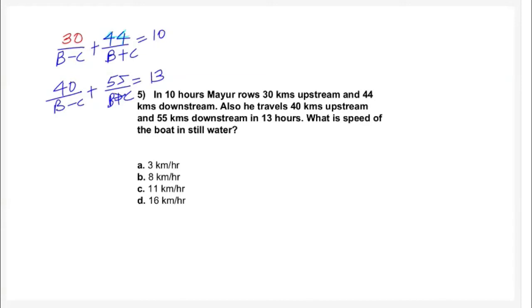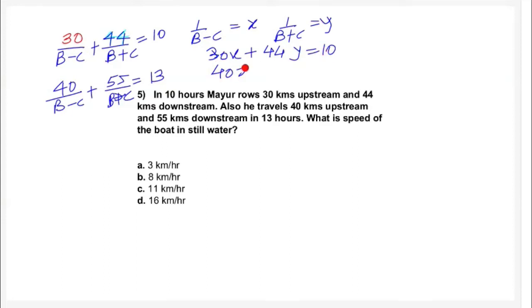First we'll see the basic concept and then we'll move towards quick calculation. 1 upon B minus C we will assume as X. 1 upon B plus C we will assume as Y. Basic calculation, school method. 30x plus 44y is equal to 10, and 40x plus 55y is equal to 13.